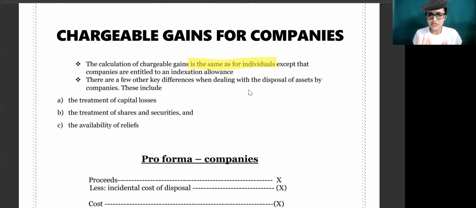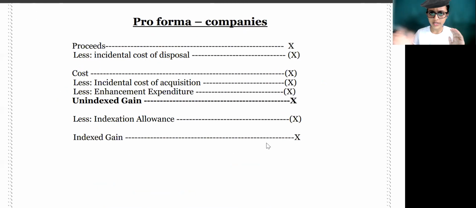When does a company have chargeable gains? When it sells assets, or when it sells shares, or when it sells its properties. When they sell some asset of capital wealth, they come across a chargeable gain. So this is the format when it comes to companies. Have a look at the format. It's very similar to individuals.